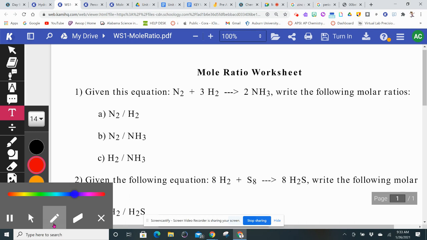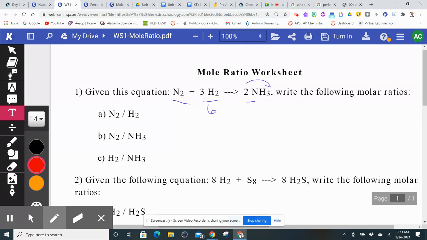So on this one, I have 2 nitrogens. Over here, I have 2 nitrogens. I have 3 times 2, which is 6 hydrogens. Over here, I have 2 times 3, which is 6 hydrogens. So everything's balanced out. The mole ratio just tells us, when we compare 2 things, how many of each we have. Just like if I compared girls to boys in here, I would have 4 girls for 3 boys. That would be my ratio. I'm just counting how many there are and comparing them to each other.